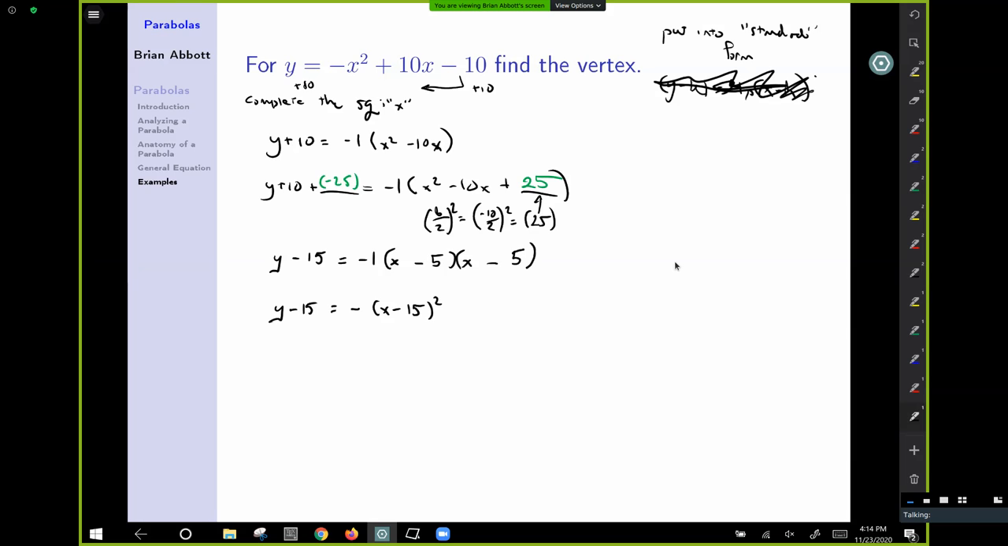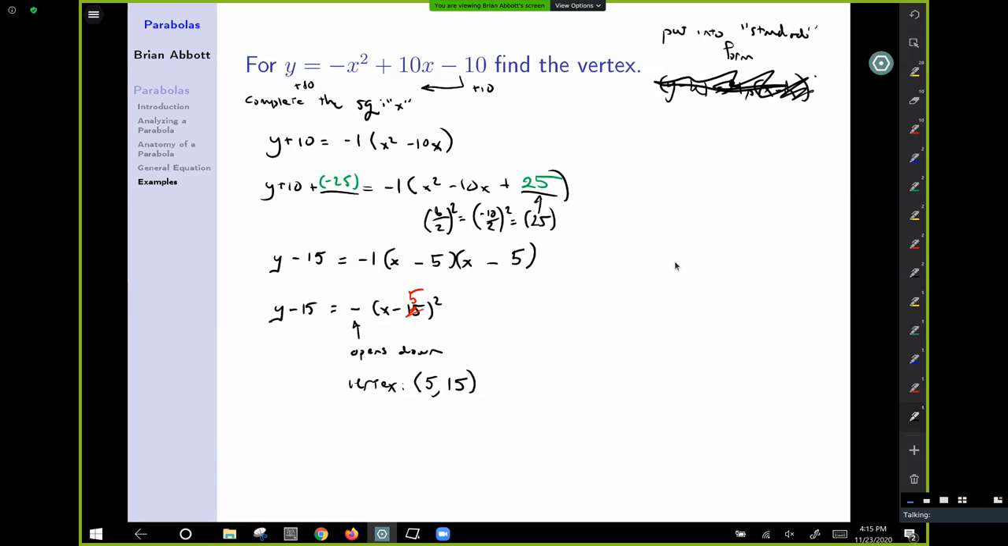And from here, we can tell that we have a parabola that opens down. Again, if you have a negative in front of it, it's going to open downward. And we can see that the vertex is equal to, careful here, I've made a mistake. Let's fix it in red. This is 5, not 15. So the vertex is at x minus h. Well, h is 5, and y minus k. Well, k is 15. And again, careful with your signs when you're playing that game.